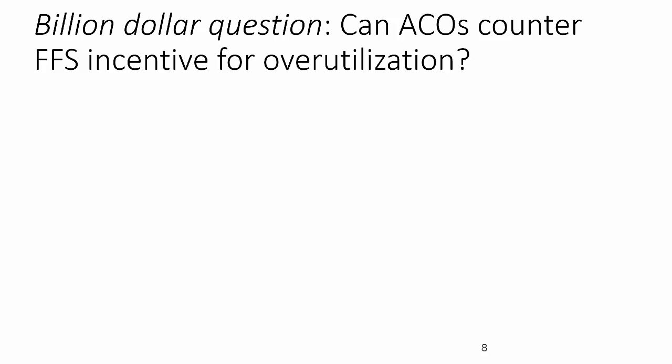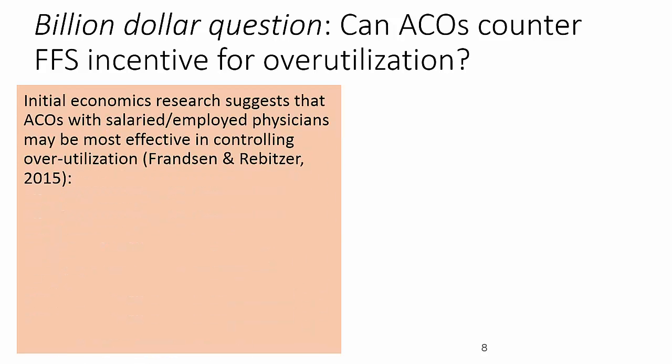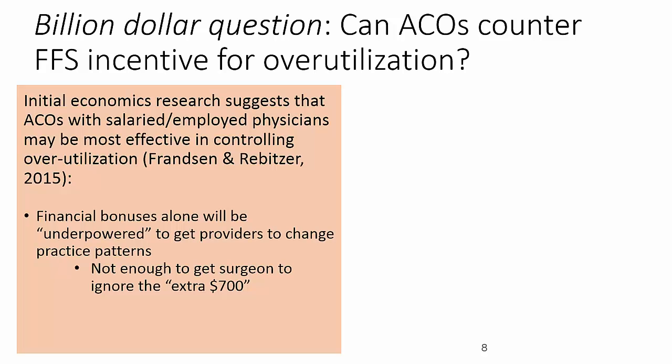As some initial economic research suggests, the more fully integrated ACOs consisting of salaried and employed physicians will be more effective in controlling overutilization. Specifically, the study by Franson and Rebitzer in 2015 found that the financial bonuses alone that an ACO offers will be underpowered to get providers to change practice patterns. In other words, whatever payment or bonus the surgeon would get for not doing the surgery would not be high enough for him or her to ignore the proverbial $700.